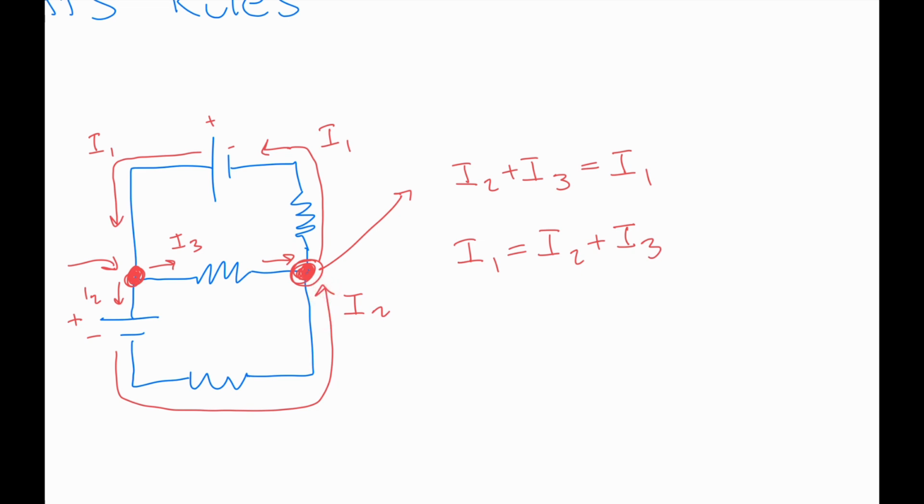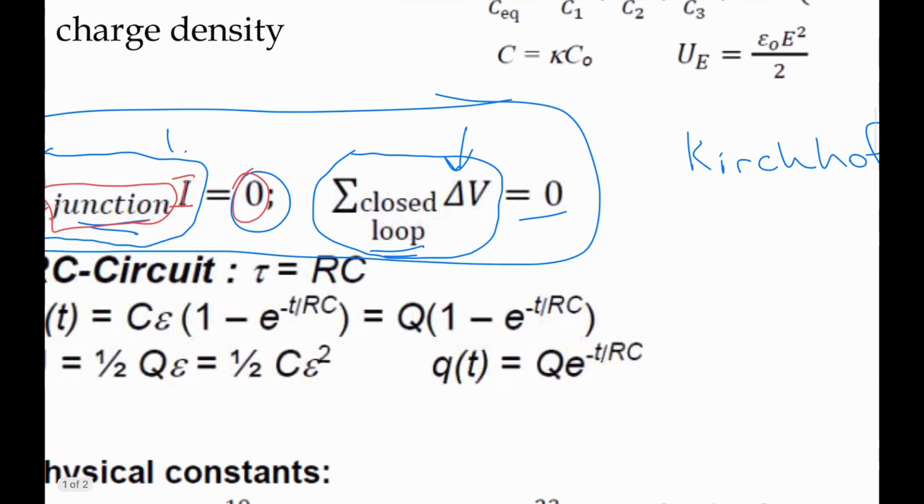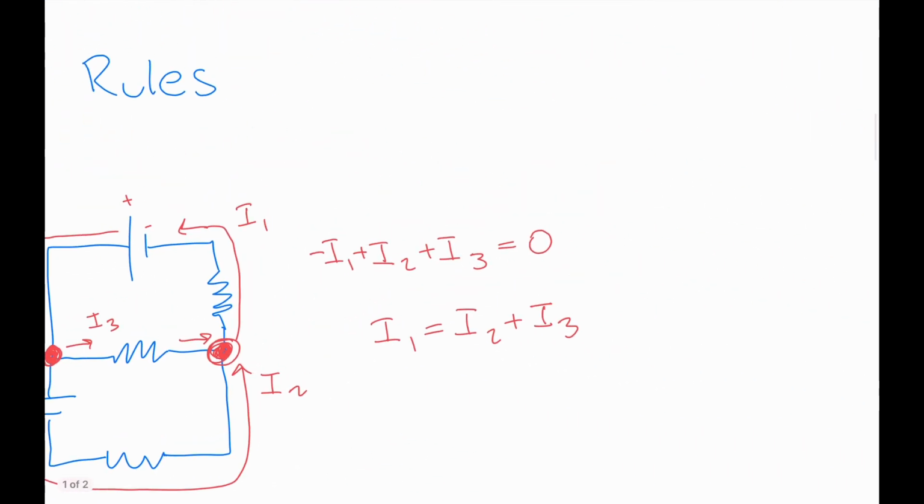Therefore, they're positive. You should get this equation here, but let's say you take this I1 and subtract it on both sides. What you should get is minus I1 plus I2 plus I3 is equal to 0. That is what Kirchhoff's first rule is telling you. It's telling you the sum, here I'm going to write it right here, the sum of all currents across a junction is equal to 0.